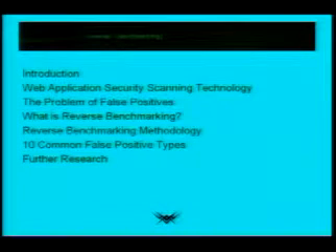But continuing on with the rest of our speech, that was the introduction by Tom, and then we're going to talk about just some general concepts in the web application security scanning space, particularly black boxes. We'll talk about the problem of false positives, which most of the people up here are probably somewhat familiar with. Then we'll introduce reverse benchmarking and how that's somewhat different from benchmarking or baselining, and then go a little more in depth into that. We'll talk about 10 common false positive types, and then further research, and then also talk about some of the statistics that we came up with.